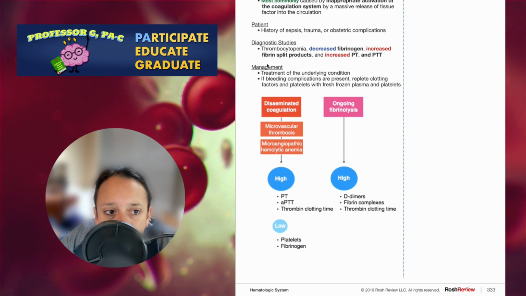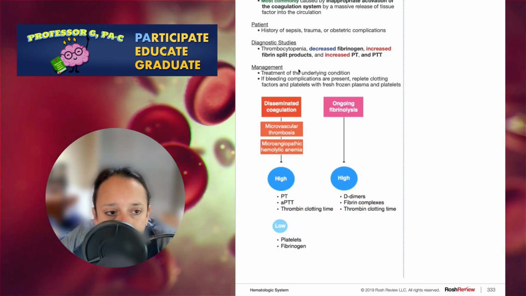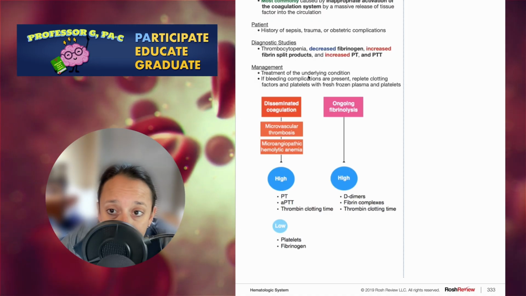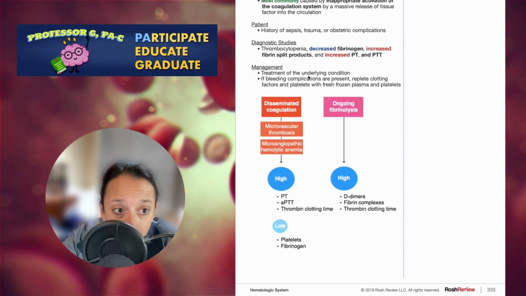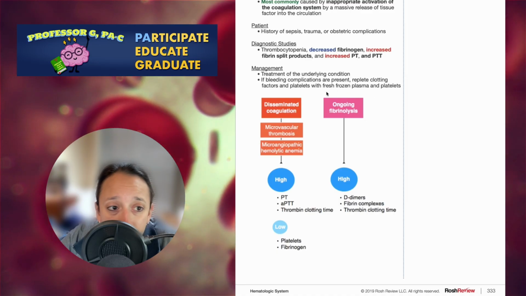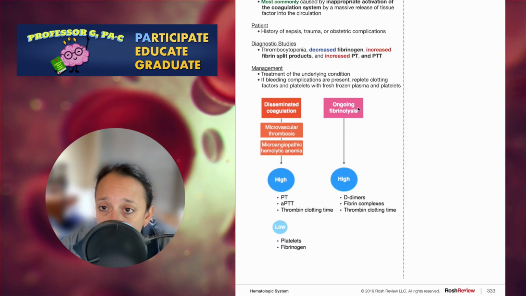So treatment, you want to treat the underlying condition because remember, this is not a primary condition. This is following something else. Other things we can do is supportive care. If bleeding complications are present, we want to replete the clotting factors and platelets with FFP and platelets.